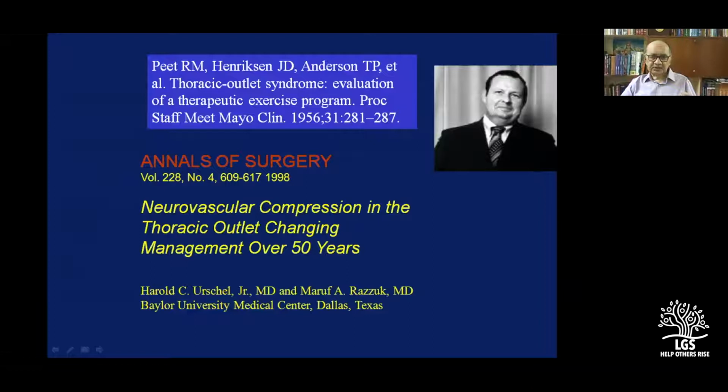So for neurovascular compression management, Wurschel of the University of Texas has suggested neurovascular compression in the thoracic outlet, and he has reviewed what has happened in the last 50 years.